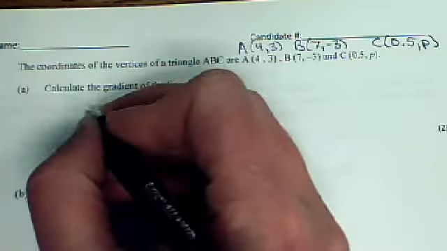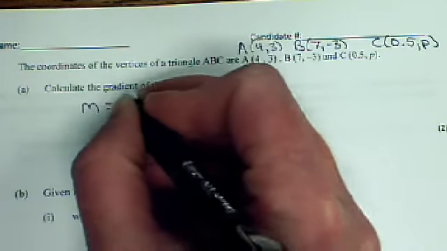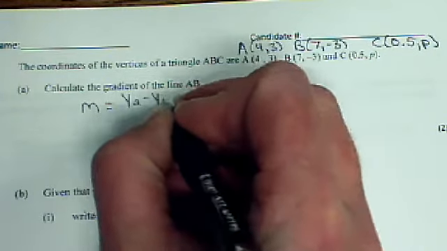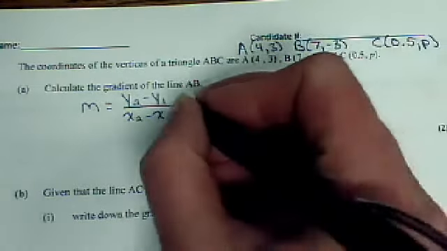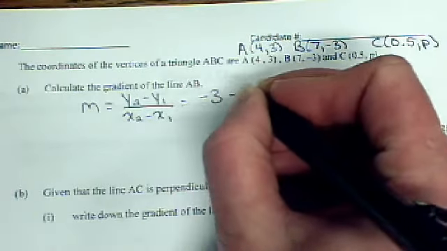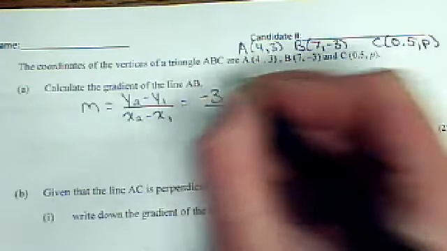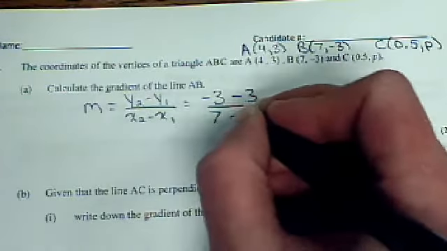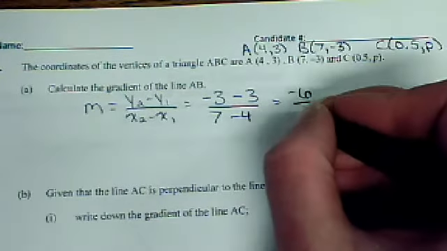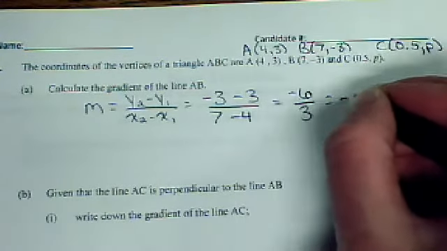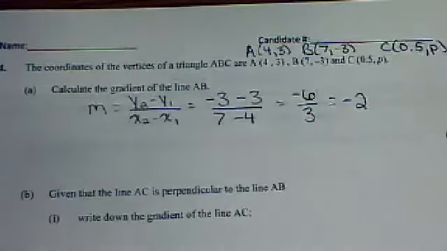Now, finding the gradient, there's only one way. Gradient is slope, y2 minus y1 over x2 minus x1. We've got negative 3 minus 3, because it's between A and B, and then 7 minus 4. Negative 6, 7 minus 4 is a 3, so I end up with a negative 2.